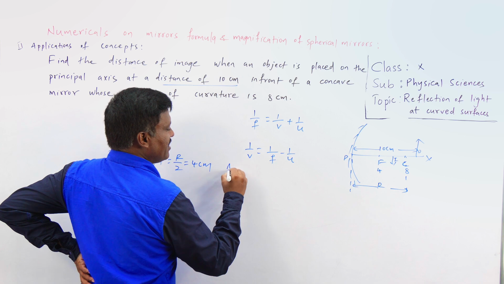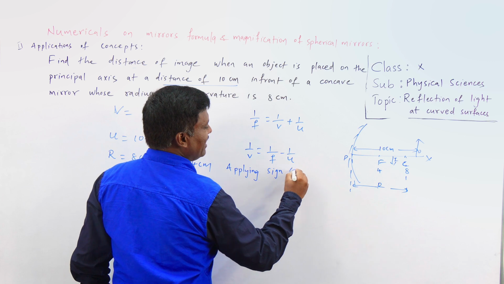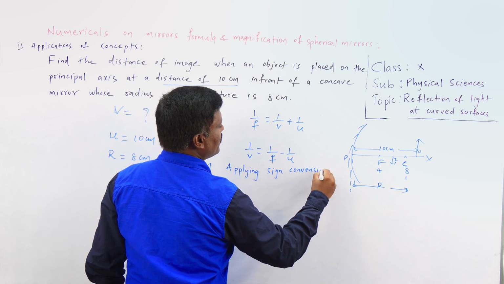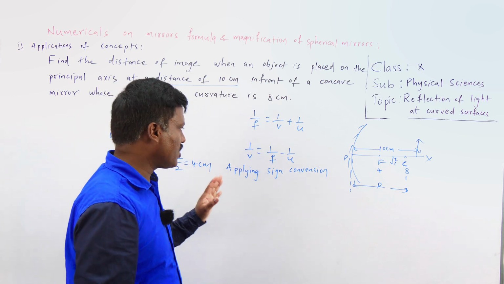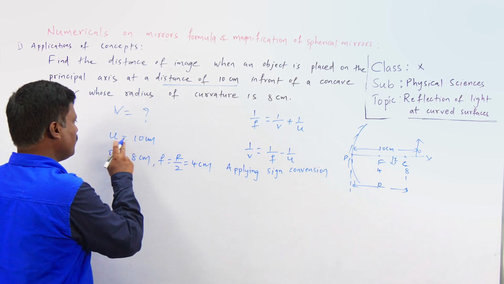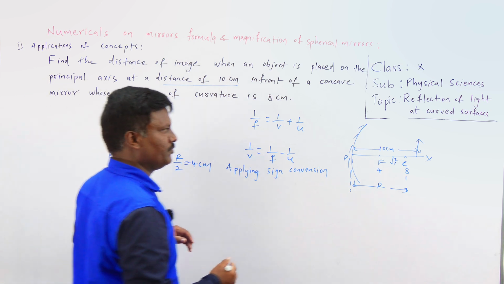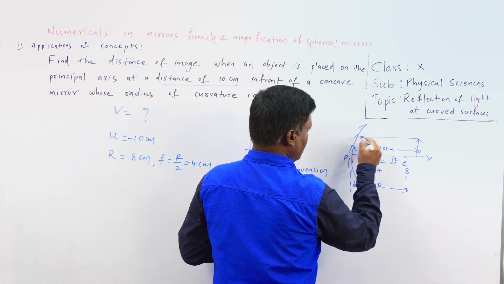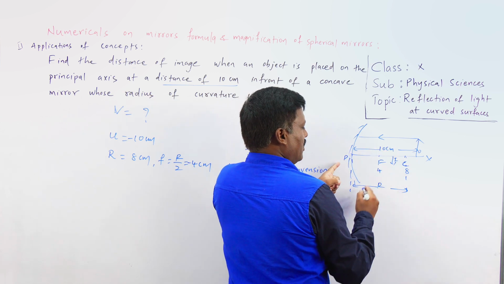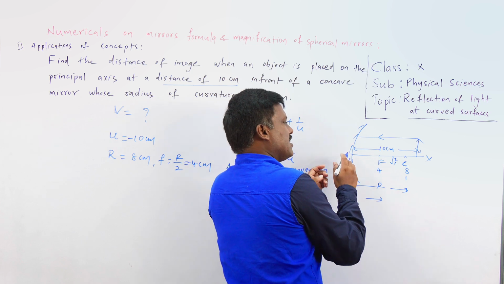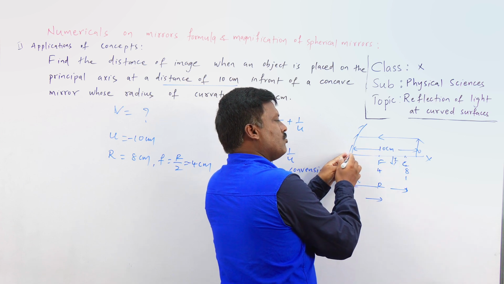Applying sign convention. Compulsory you have to apply the sign convention. Please do remember, you have to apply the sign convention before substituting the values. So U value is negative, F value, focal length of the concave mirror, is also negative. See, this is the incident ray direction. When we measure the object distance, we are moving from P to the O this way. According to sign convention, all the distances should be measured from the pole, right? To measure this object distance, I have to move from P to the O.